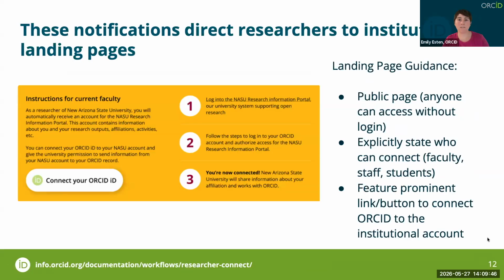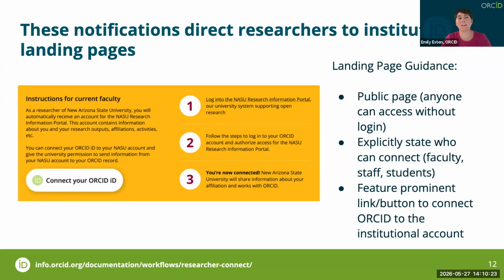Once a researcher has received that notification, they've read through the text, there is that connect or go visit the landing page button at the bottom, they'll be directed to a landing page that we ask a member to create. Now we have a couple pieces of guidance for what that landing page looks like. First, it has to be a public page that anyone can access without login. And that's because when we send this notification to researchers, the researchers may no longer have access to your institution. They might be faculty, they might be staff, but they also might be students or alumni or previous faculty.